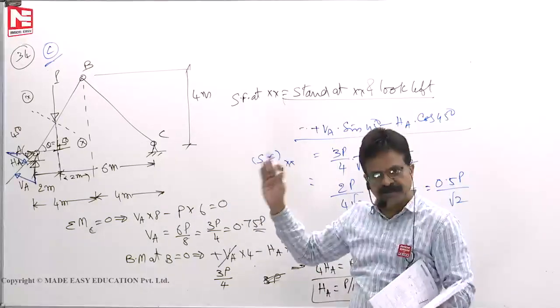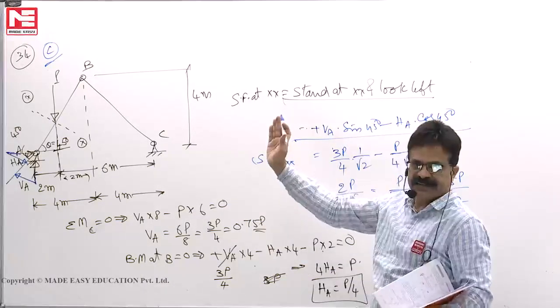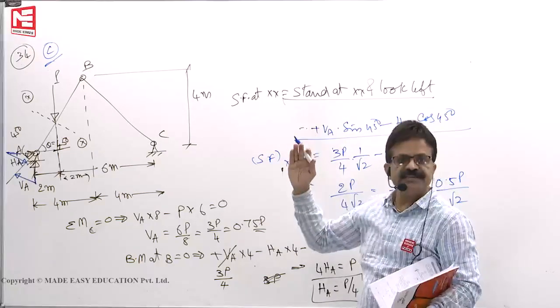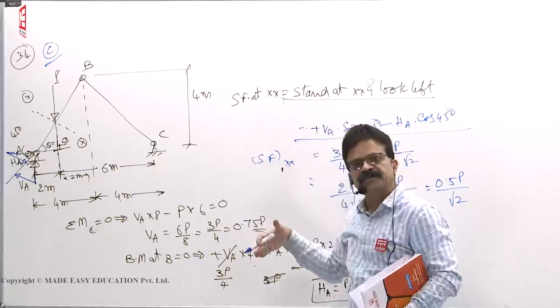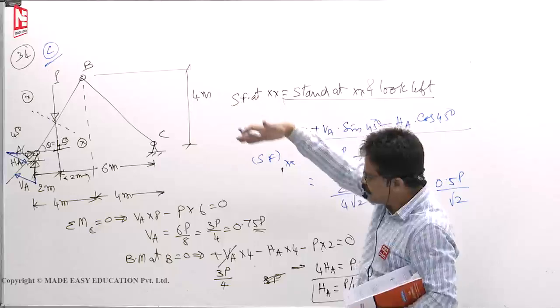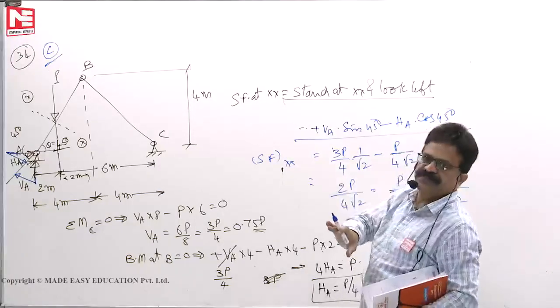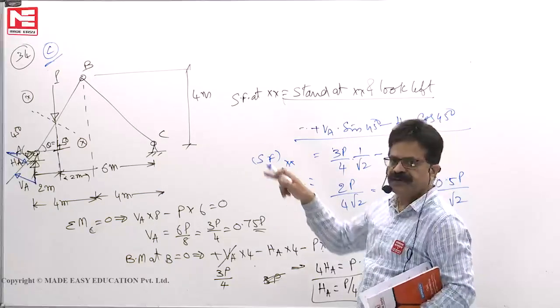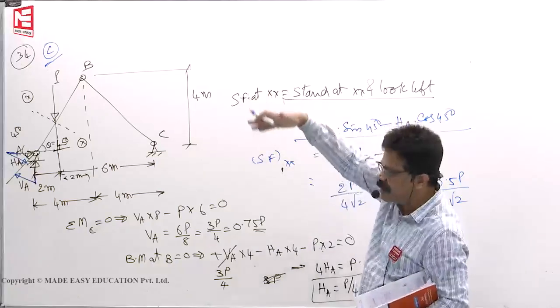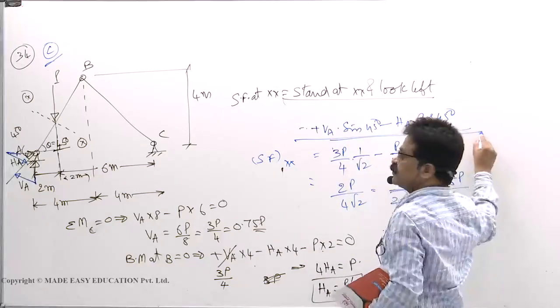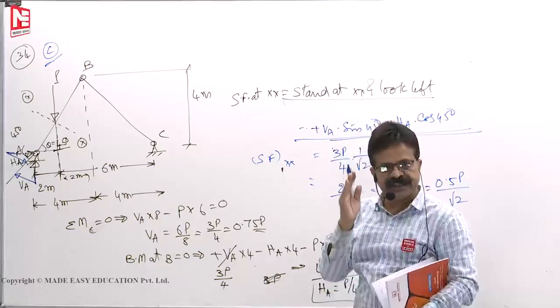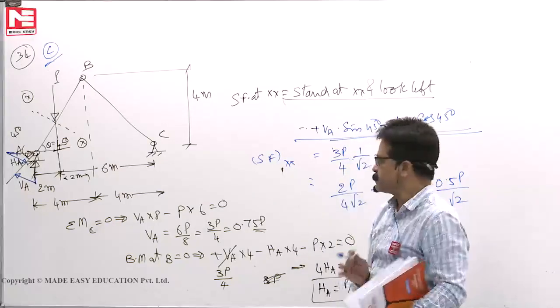Shear force on the member means you should not take the vertical direction. At any section, shear force means you should take the direction parallel to the cross section. That means XX is like this. Stand there, look left. There are two forces. Find the components of the two forces in the XX direction. That will give you the shear force at XX in the member.